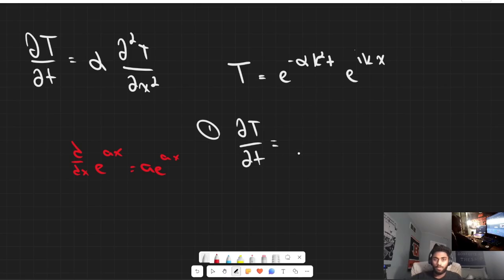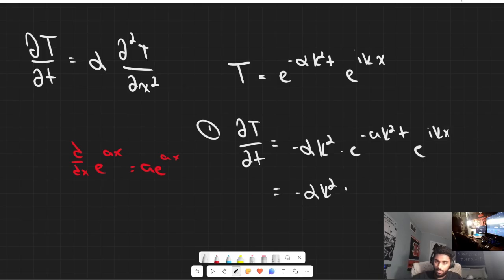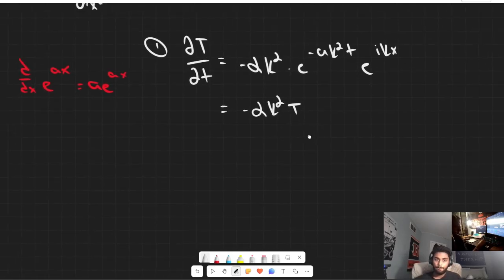So we can say this exponential in regards to its time dependence, there's nothing going on there, so that stays constant. And so what we end up having is minus alpha k squared times e to the minus alpha k squared t times e to the i k x. We recognize that this still is t. So our derivative looks something like that.